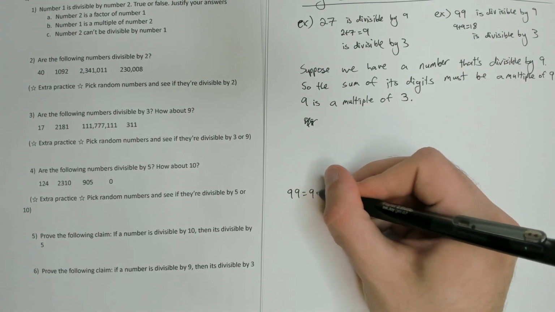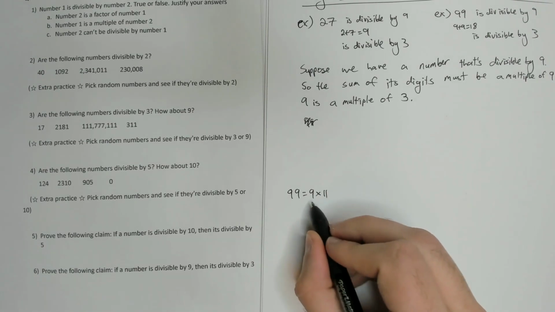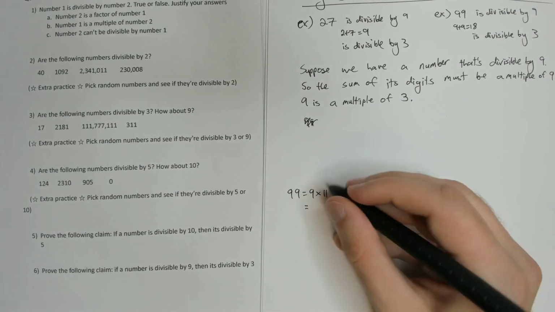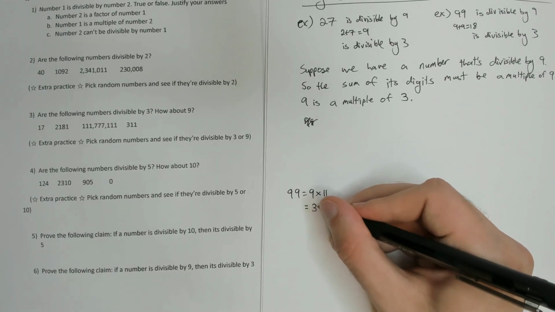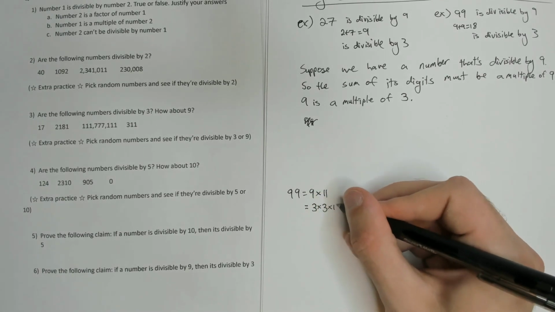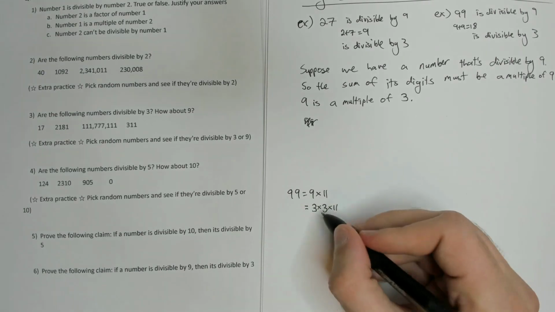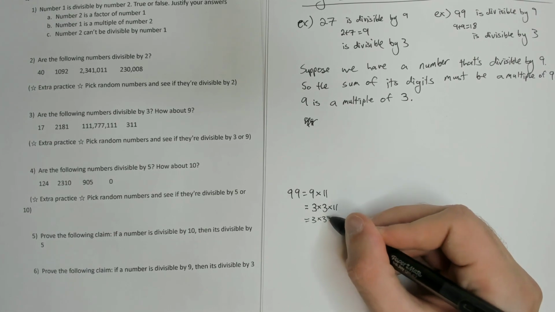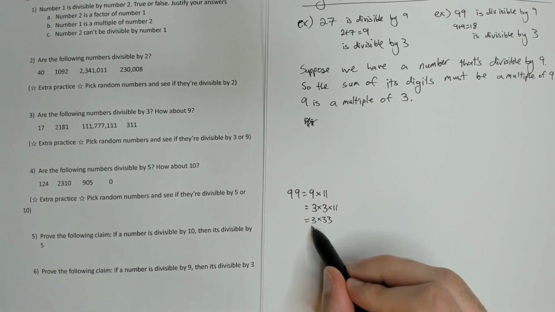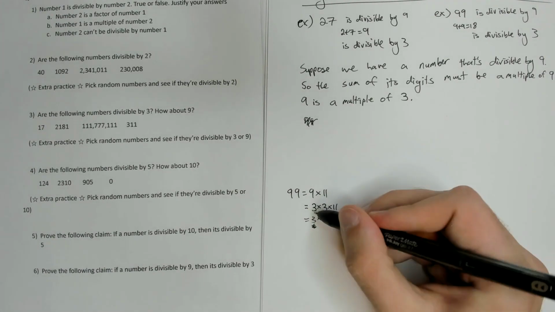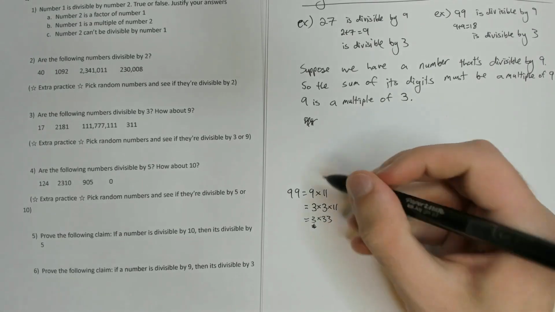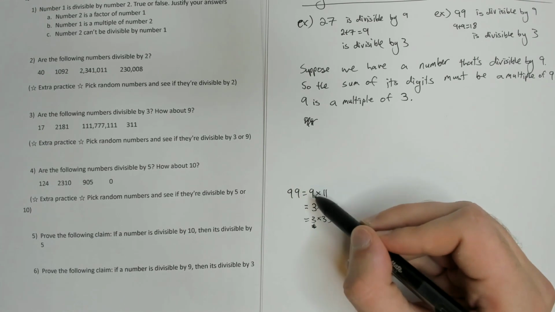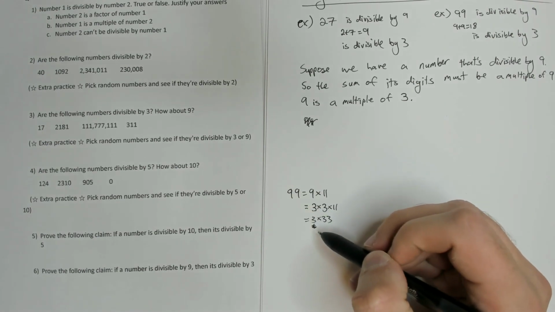Take 99. That equals 9 times 11, right? So that means that 99 is a multiple of 9. But 9 is the same thing as 3 times 3, because 9 is a multiple of 3. Then we can rewrite this 3 times 11 as 33. And we see, hey, 99 is actually a multiple of 3, right? Because this is the same thing as 3 times something. So since 9 can be written as 3 times something, the fact that the number is a multiple of 9 means it also has to be a multiple of 3.